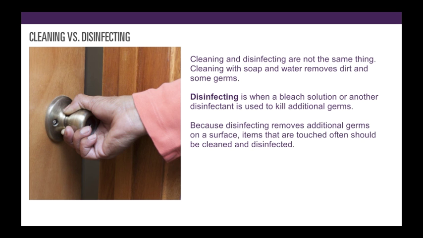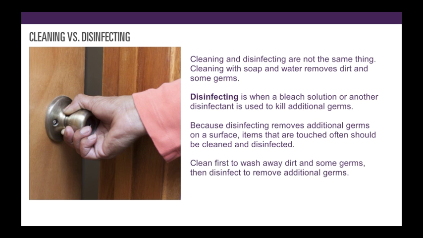Because disinfecting removes additional germs on a surface, items that are touched often should be cleaned and disinfected. Examples are the kitchen table, pens, doorknobs, remote controls, sinks, faucet handles, and phones. Clean first to wash away dirt and some germs. Then disinfect to remove additional germs.